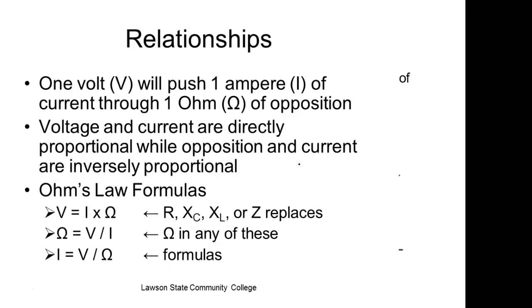So these are the true Ohm's law forms. In Ohm's law, this should not be V equals I times R. It should be V equals I times ohms, whether it's reactance or resistance. So ohms would equal V over I, and I would equal V over ohms. R could be replaced by X sub L, X sub C, or Z in any of these formulas.